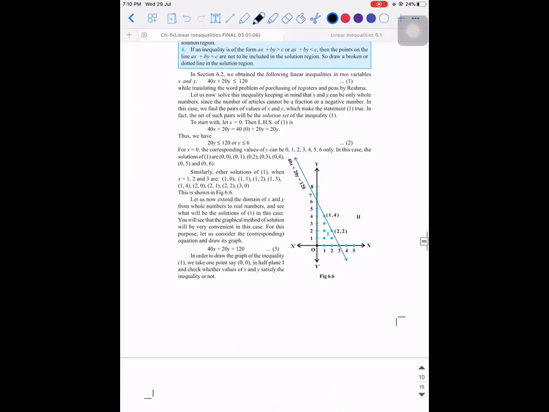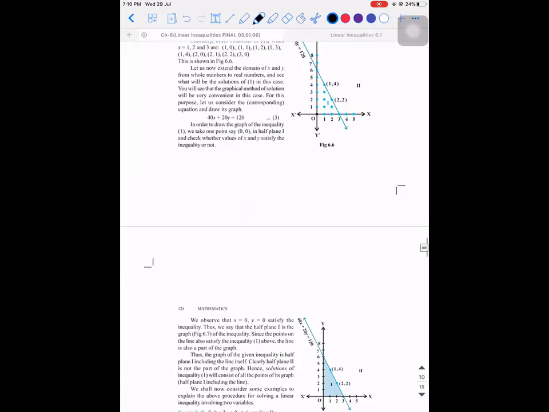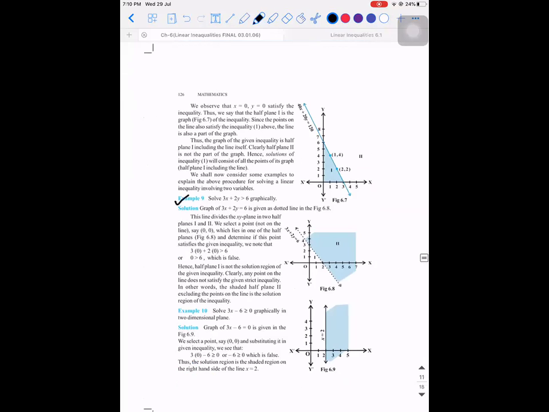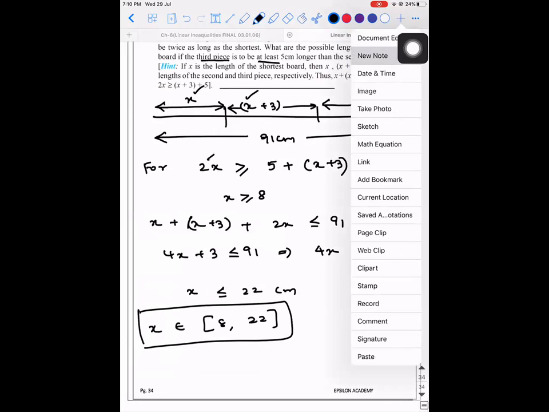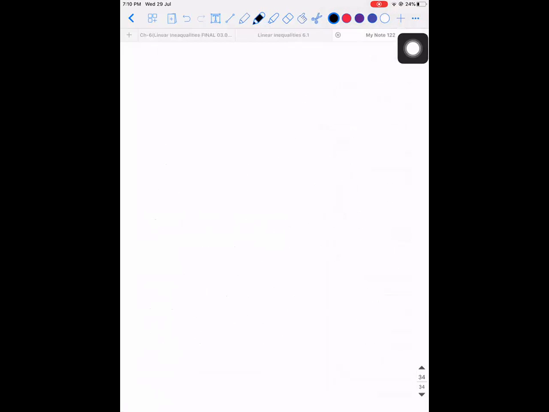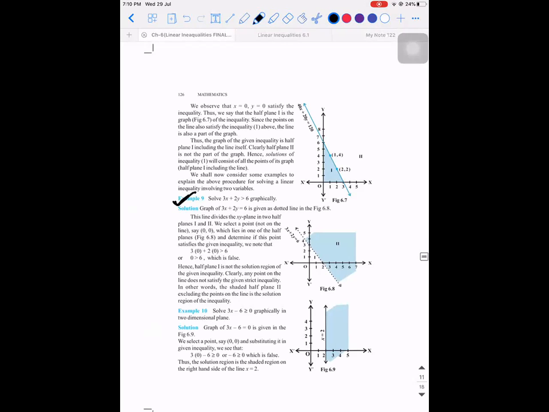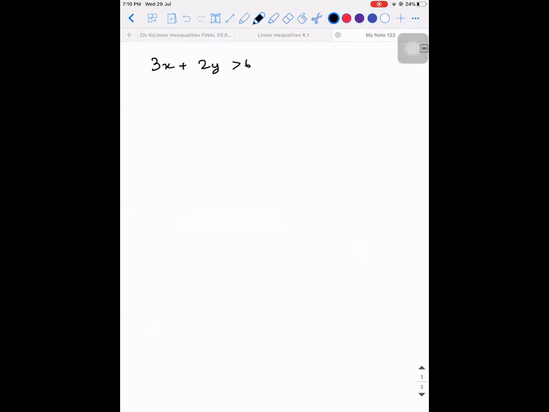I will directly explain with an example. See, for example, if they're asking you 3x plus 2y is greater than 6. So see, there are two problems that we are going to see. In this exercise, what we will see is there will only be one linear inequality. Okay, there will only be one linear inequality that you need to verify. If suppose I give you a question like this. 3x plus 2y is strictly greater than 6.